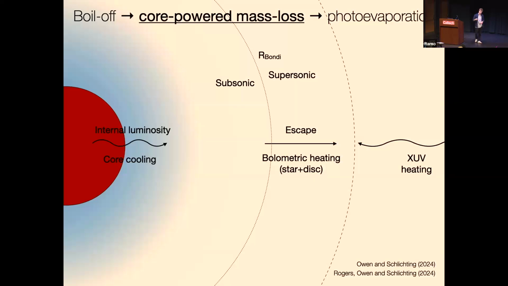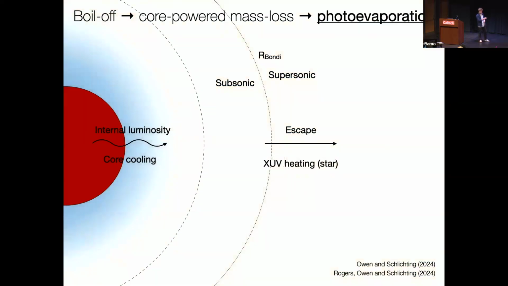But once the disk is fully dispersed and the planet has contracted sufficiently, these X-rays are going to start to penetrate into a subsonic region of the outflow. And suddenly now, the heating is driven by XUV heating and can actually tell the planet, they're causally connected. It can tell the planet, you are being XUV heated, you're going to be driven by photoevaporation.